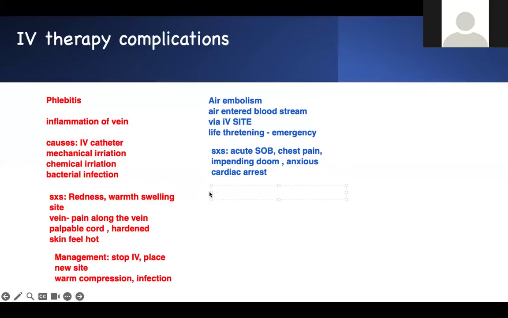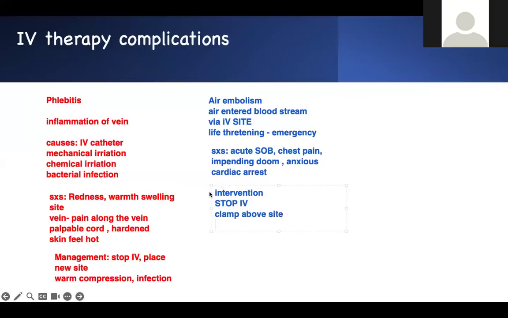So what do you do? Intervention, where we got to stop the poison. So stop the IV, right? And then what you do is you clamp above. You put the tourniquet, whatever, above the IV site, so no more air continues to escape through. So clamp above the site.